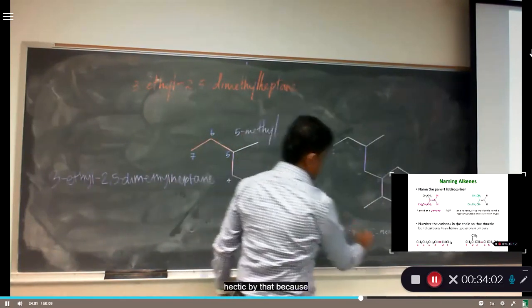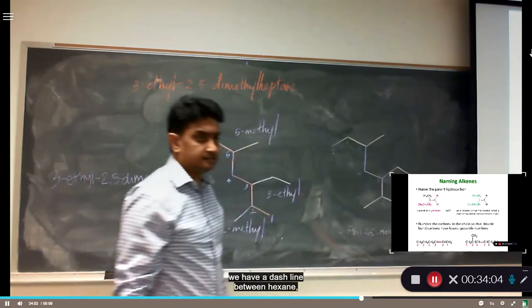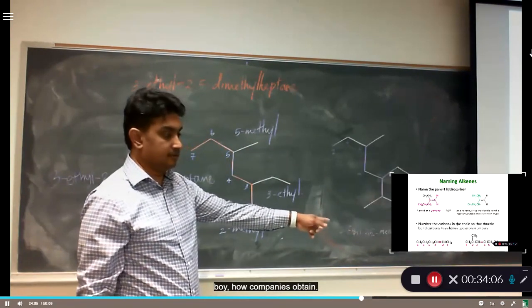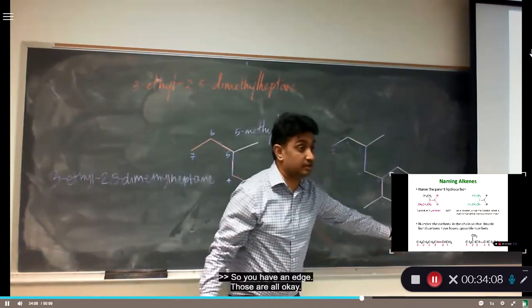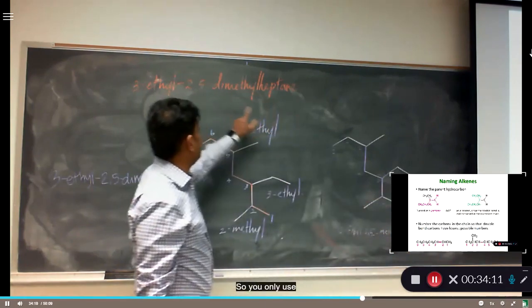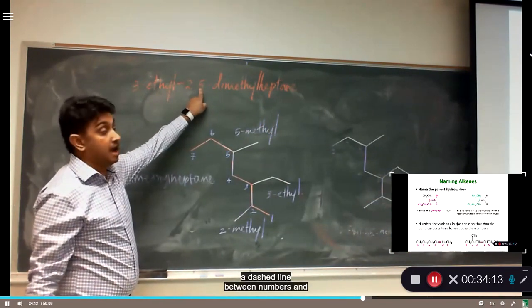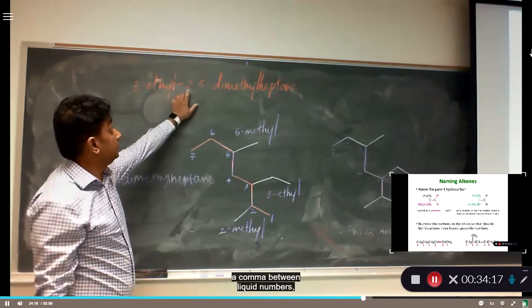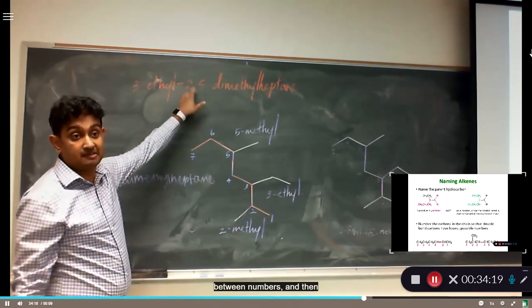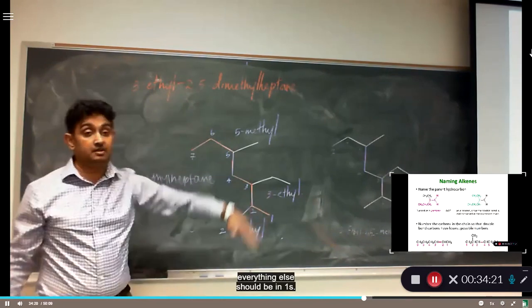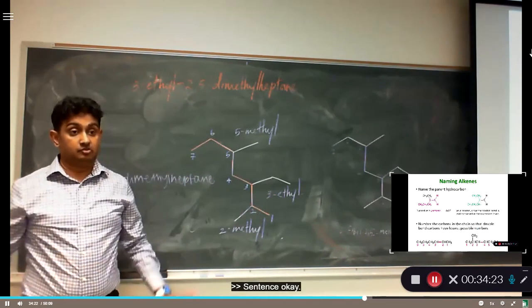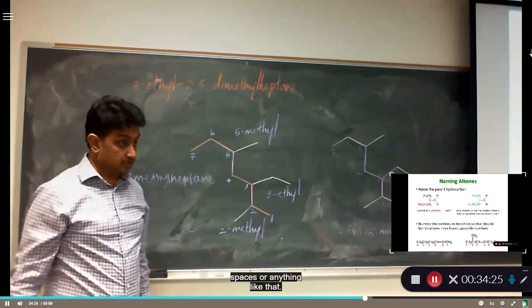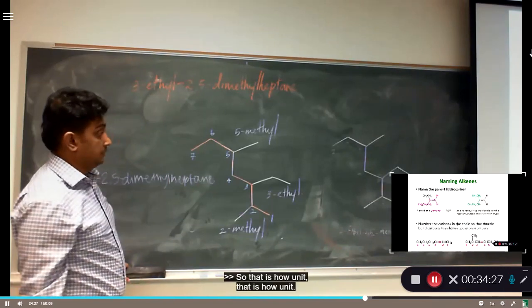By the way, you also have a dash between methyl and hexane. Oh, how come it is heptane? So you have a dash, those are wrong, okay? You only use a dash between numbers and letters. You use a comma between numbers, and then everything else should be in one word. There are no spaces or anything like that, okay? So that is how you name it.